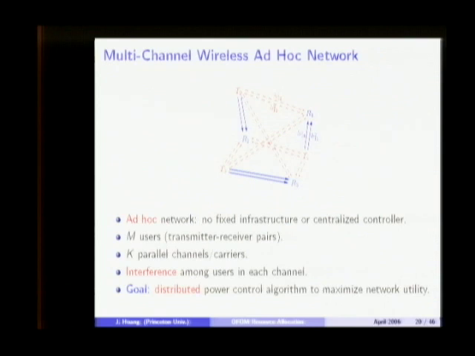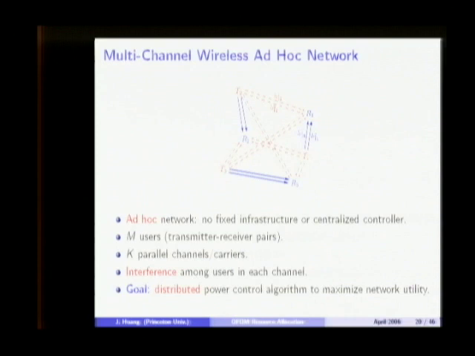So the ad hoc network has no fixed infrastructure or centralized controller. Right? And there are M users, where each user is considered a transmitter-receiver pair. So here, T1 is the transmitter of user 1, and R1 is the receiver of user 1. So this is considered to be one user, okay? And there are K parallel channels. Here we are plotting 2 parallel channels, for example. Because of the freedom, everybody can transmit in every channel, every carrier. So there is interference, right? So this T1 is transmitting a useful signal here, but generating interference to the receiver of user 2, the receiver of user 3, right? So this is the basic model.